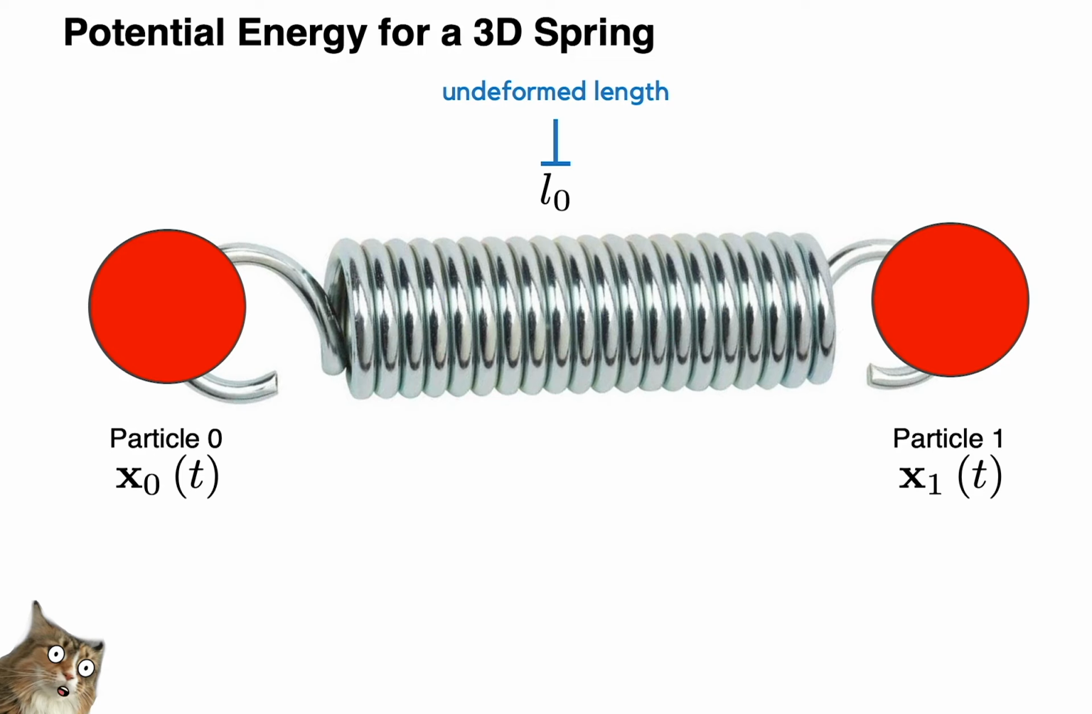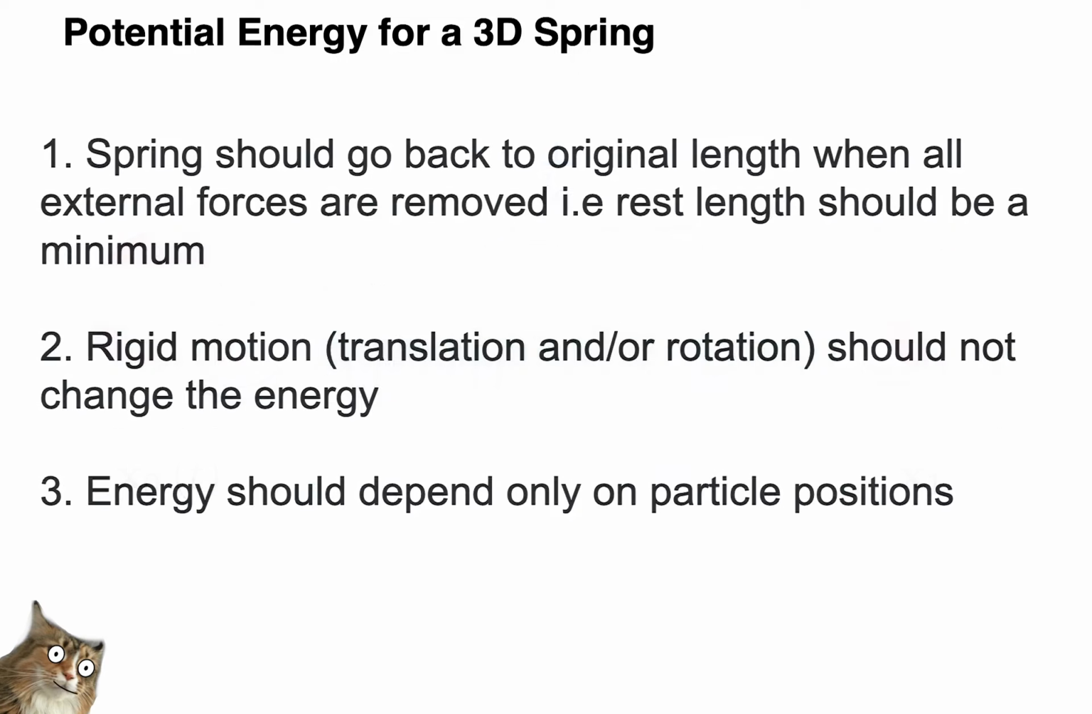This is in contrast to the more roundabout approach we took in video 1. Before we dive in to constructing the potential energy function, let's ask what some criteria are for the potential energy function of a purely elastic object. Perhaps most obviously, for an elastic object, when all the external forces are removed, so if the object were just floating in space, it should return to its undeformed or rest state. In our case, this means that the rest length of our spring should be a minimum of the potential energy.